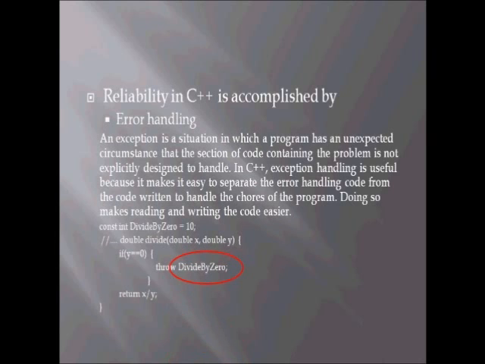Following is an example where an exception is handled and thrown.